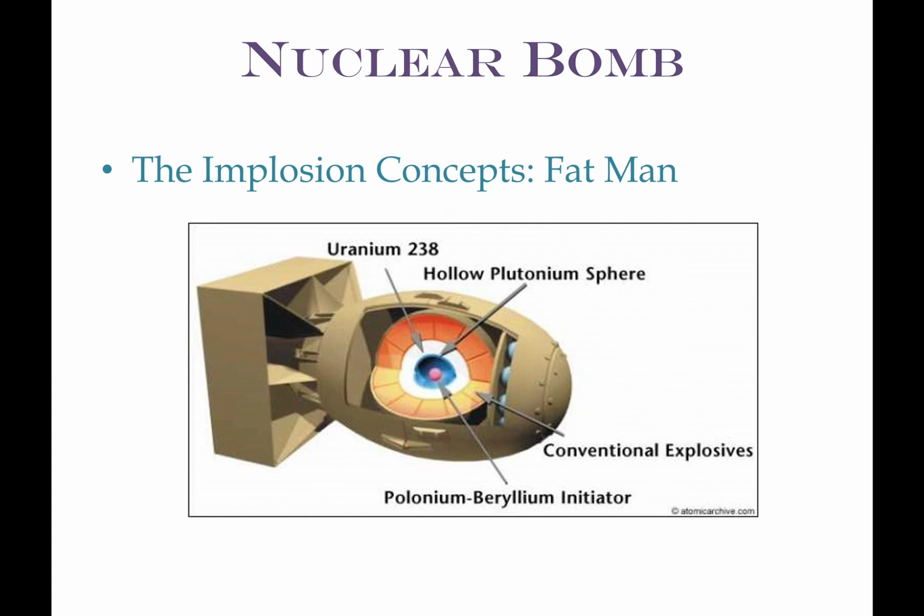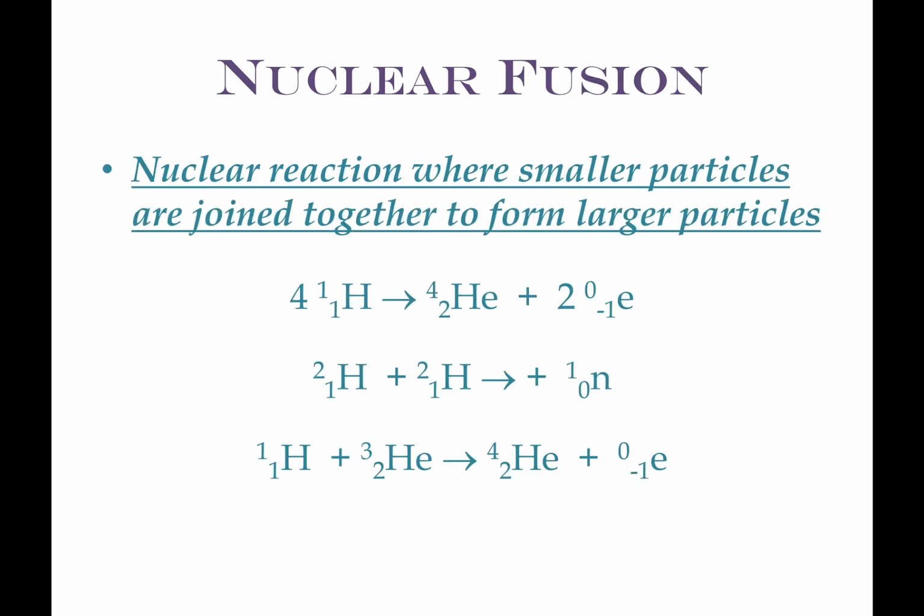The implosion concept, this is called the Fat Man. This is a hollow plutonium sphere. Here, this blue part, we have a polonium-beryllium initiator in the middle. This was going to start the reaction. And then we just have conventional explosives all the way around that, with the white part being the uranium-238. Remember that we need that neutron from this reaction to get that uranium-238 going.